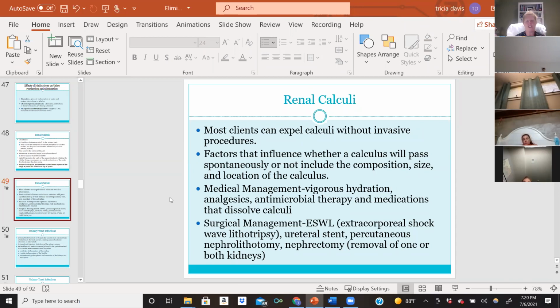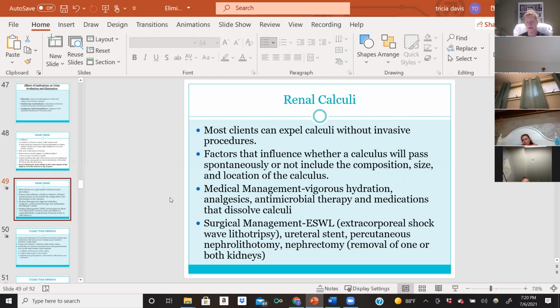So what would we do medically? We would vigorously hydrate them. We want them to keep peeing to get rid of that kidney stone. So we give them a lot of IV fluids, probably like 150 to 200 mLs an hour. We're going to give analgesics because they are going to be in a lot of pain. Sometimes we'll give them antibiotics because we don't want them to develop an infection. And then we can also give certain medications that just have the sole purpose of trying to dissolve the calculi.